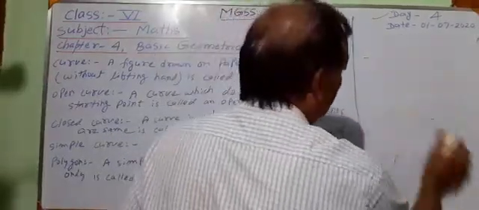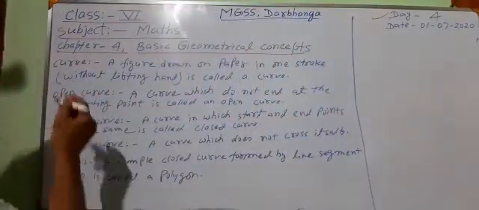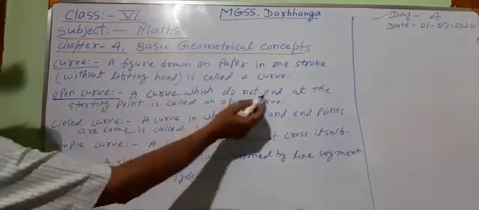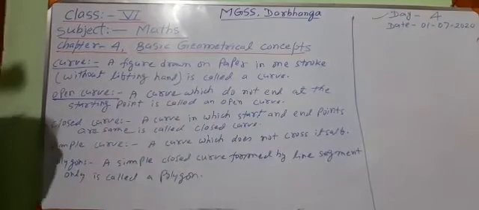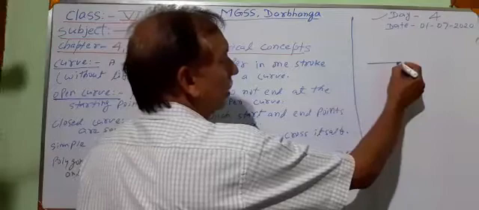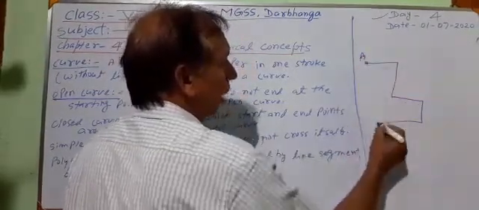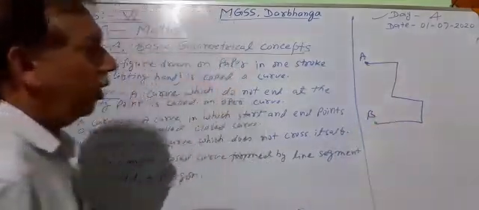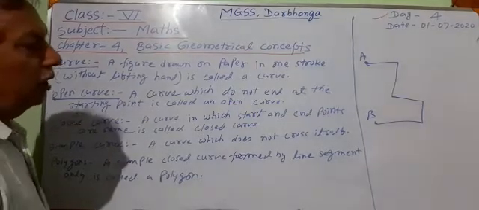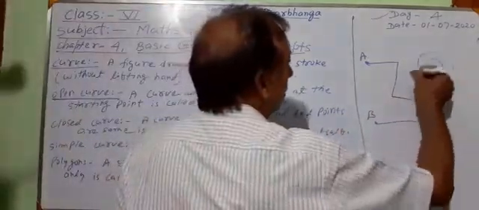Now we have read about open curve and closed curve. First is the curve, then open curve. What is an open curve? A curve which does not end at the starting point is called an open curve. I have started to draw a curve from here, and this is the start point A and this is the end point B. The start point and end point are separate, not the same. So this is an example of an open curve.